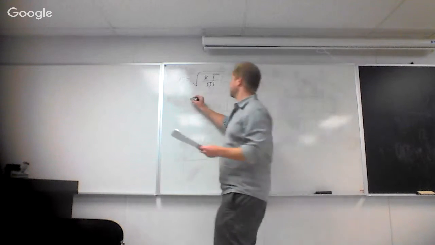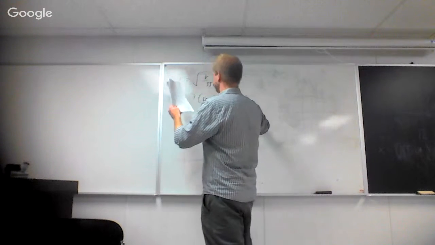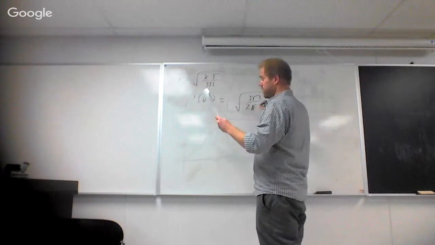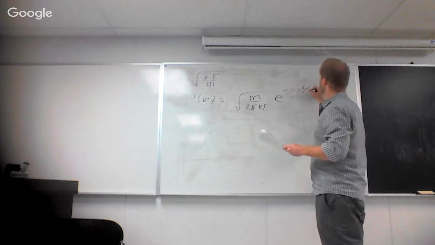And then the distribution of velocities is m over 2 pi kT, e to the negative mv squared over 2kT.